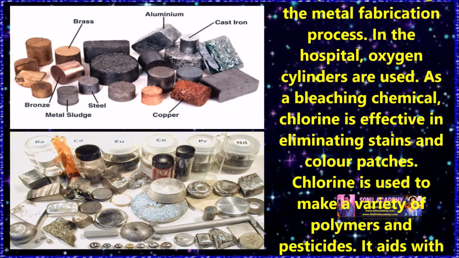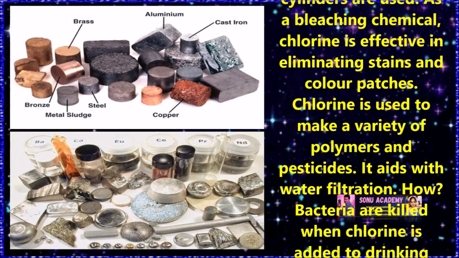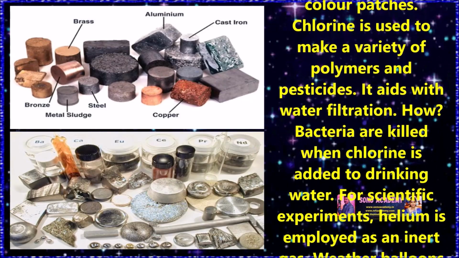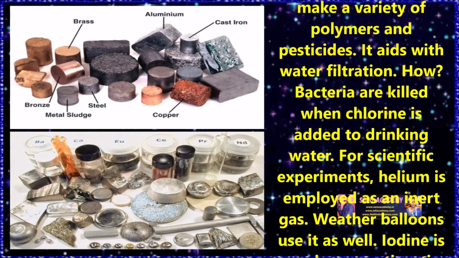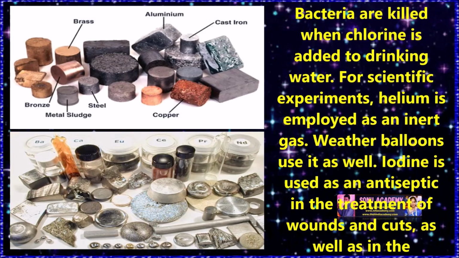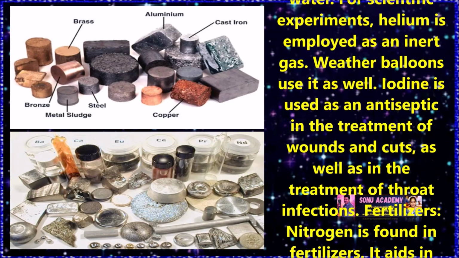Chlorine is used as a bleaching chemical. It is effective in eliminating stains and color patches. Chlorine is used to make a variety of polymers and pesticides. It aids with water filtration. Bacteria are killed when chlorine is added to drinking water. For scientific experiments, helium is employed as an inert gas. Weather balloons use it as well.